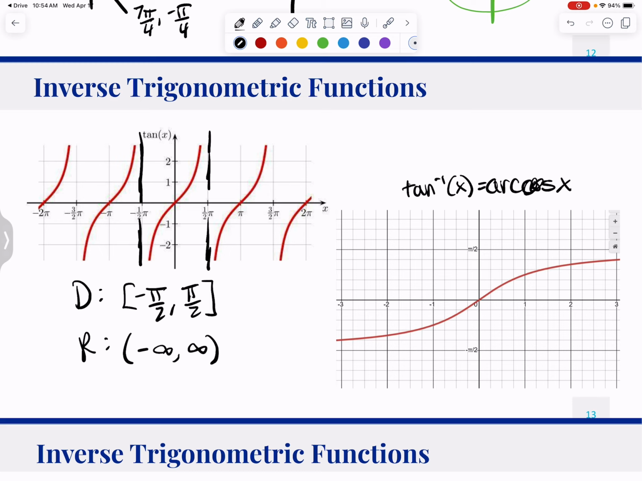Why did I write cosine? We want arctangent. So our domain is now infinite. We can plug anything in to the arctangent function or the inverse tangent function. They're one and the same. But we can only get angles out from negative pi over 2 to pi over 2.